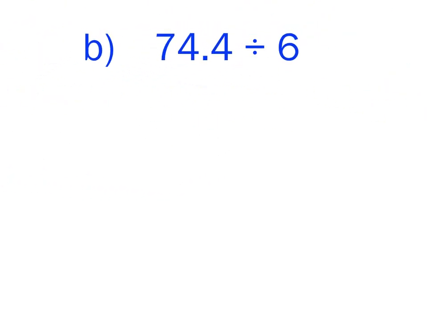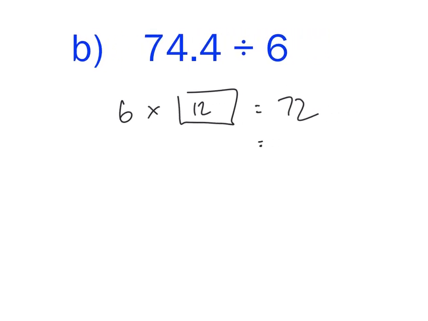Now, next question. 74.4 divided by 6. So again, give me a multiple of 6 that's less than 74.4. So 6 times 12 is 72. 72 is very close to 74.4. As a matter of fact, we would just have to add what to 72 to get to 74.4? 2.4. That's not a decimal. 2.4. So now 6 times what is 2.4?